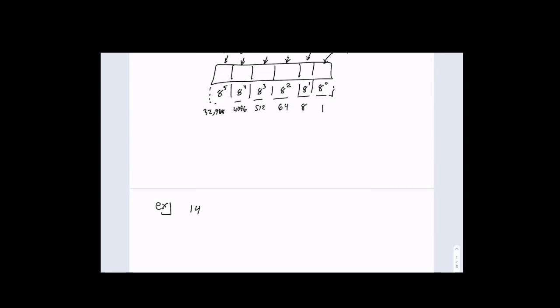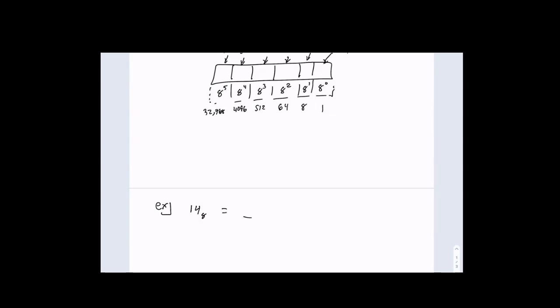14. So we note that 14 is not the number 14. It's 14 in base 8, in octal. All right, and we're going to try to determine what this number is in decimal form.